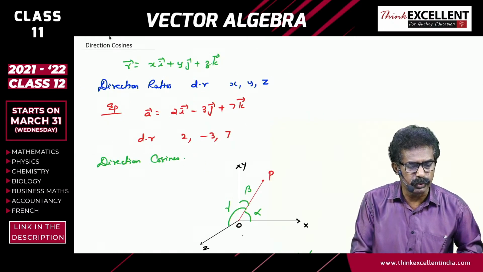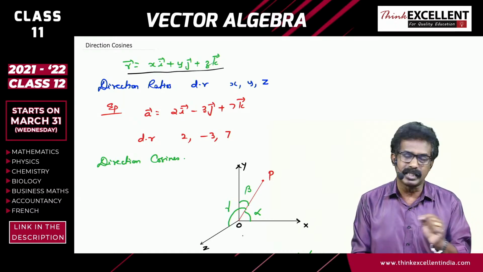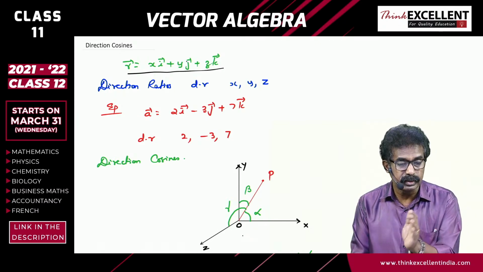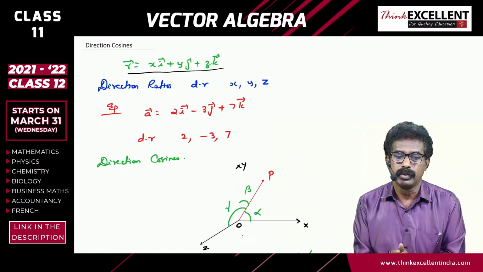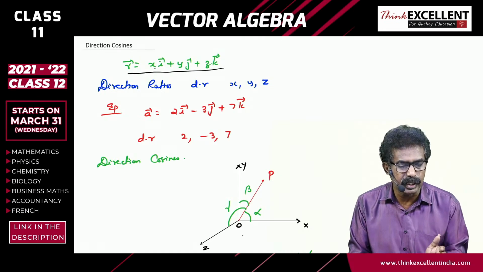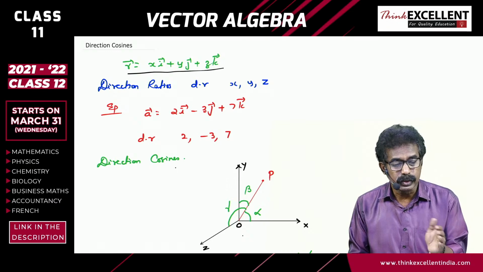Suppose a vector is given. R vector is x i vector plus y j vector plus z k vector. The coefficients of i, j, k we can take as direction ratios. So for x i vector plus y j vector plus z k vector, the direction ratios are x, y, z. Then what is direction cosine?